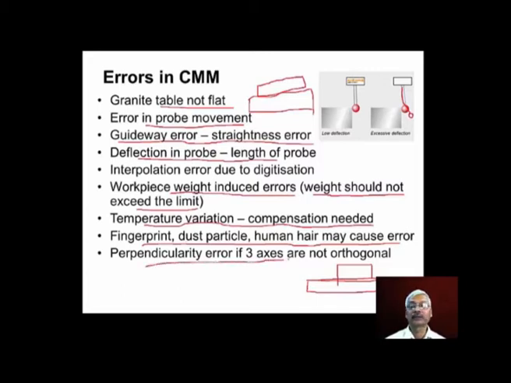Perpendicularity error, if the three axes are not orthogonal. Because of this also measurement error will be introduced.